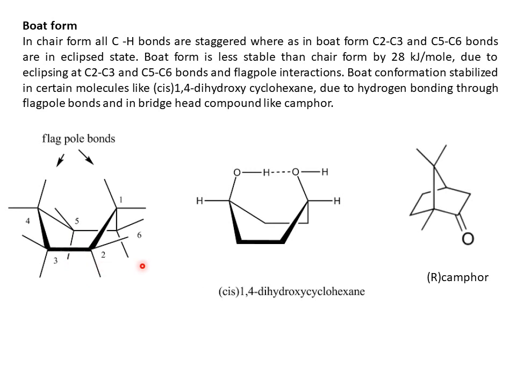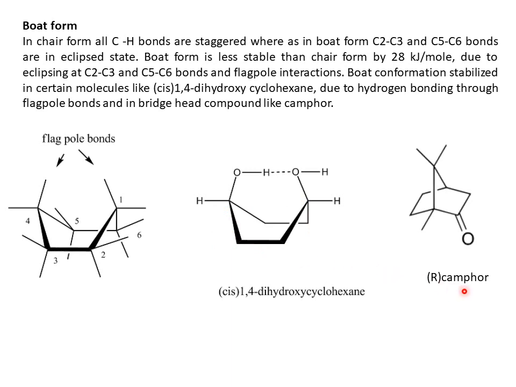But in certain molecules, boat form becomes stable. For example, cis-1,4-dihydroxycyclohexane. These two bonds are called flagpole bonds. Suppose two OH groups are at the flagpole positions. So in cis-1,4-dihydroxycyclohexane, the OH groups will come close like this, and there will be hydrogen bonding. Due to hydrogen bonding, the boat form may be stabilized here.